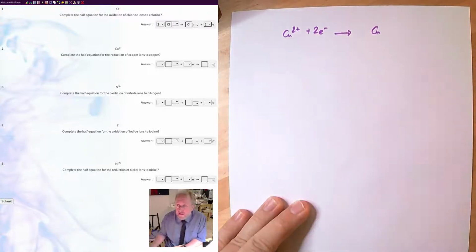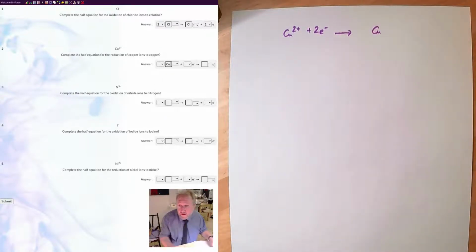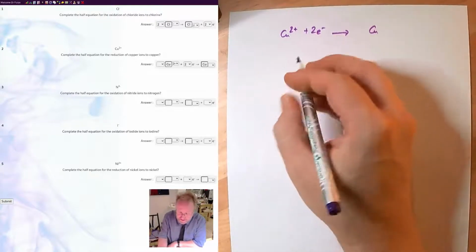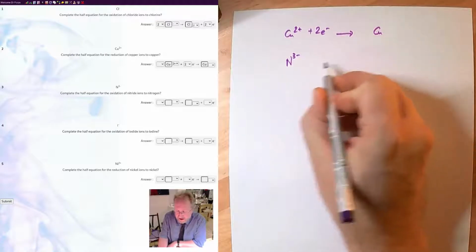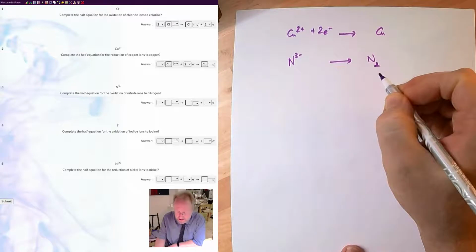Okay, so that is done. Let's just put that in. It's just Cu, and charge is 2 plus. We're going to need 2 electrons, and it's just going to form Cu. Okay, now the next one, nitride. So the nitride ion is N3 minus, and it's going to form nitrogen, which is a diatomic molecule, N2.